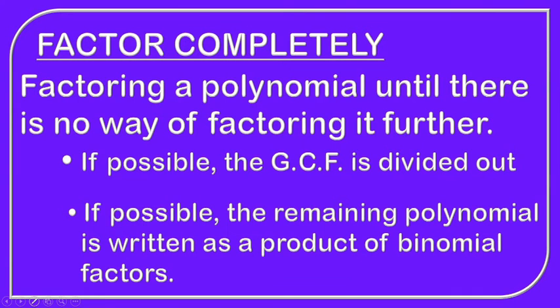Factoring completely. Factoring a polynomial until there is no way of factoring it further. So if possible, in every polynomial, you want to take out the greatest common factor. It's not always possible, but you need to try. And then after you take out the greatest common factor, if possible, you want to change the remaining polynomial into its binomial factors. That is called factoring completely.